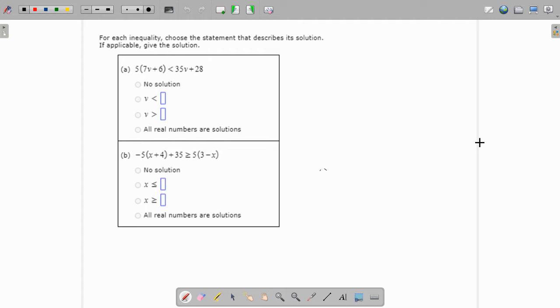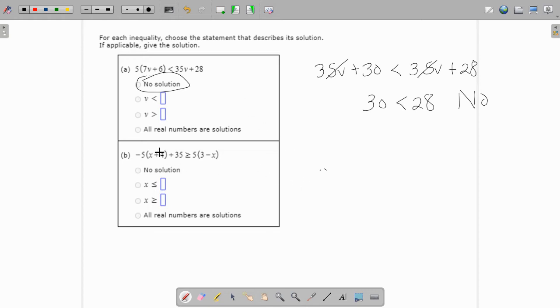Here are 2 more examples. If you want to try them, pause it. If you got this and just want to move on, just fast forward the video. Okay, I'm going to run through this quickly. Distribute: 35v plus 5 times 6 is 30 is less than 35v plus 28. So we know those cancel. I'm just shortcutting now. Is 30 less than 28? No. So this is a no solution.